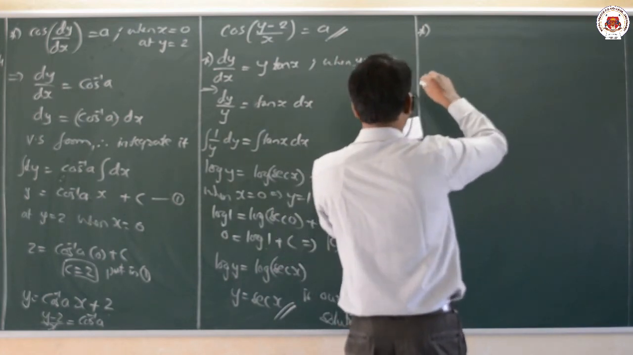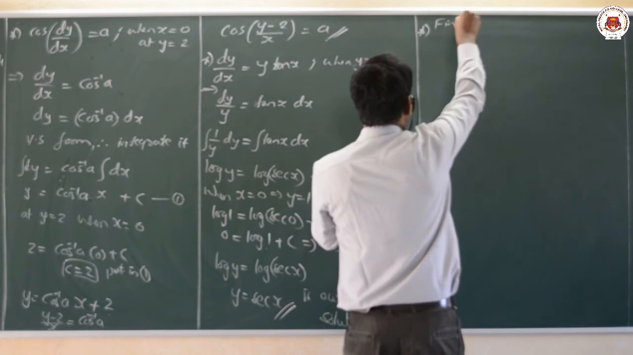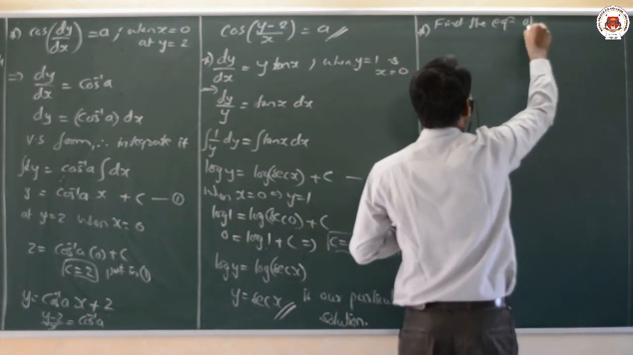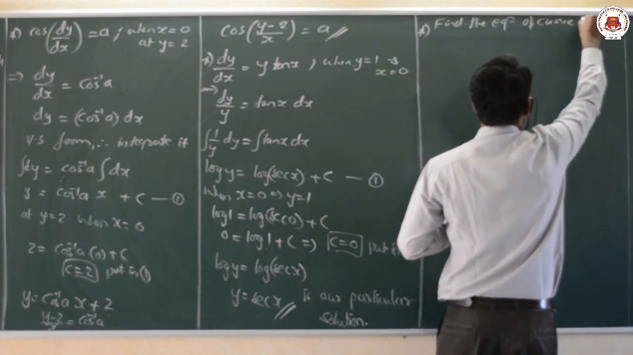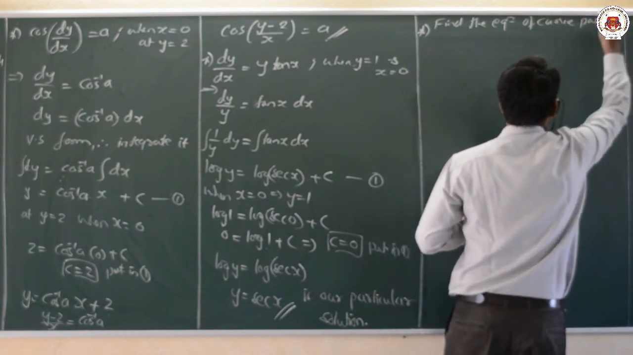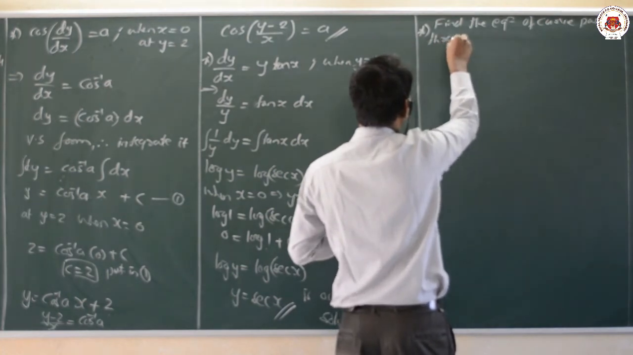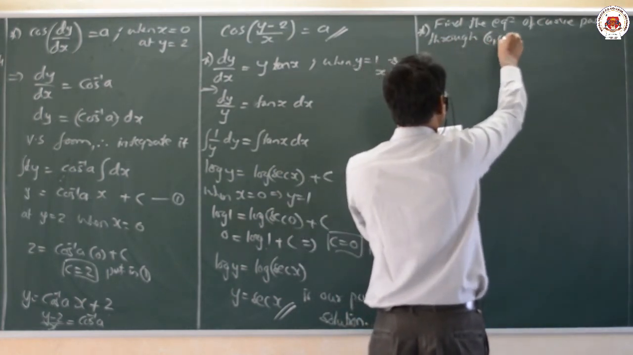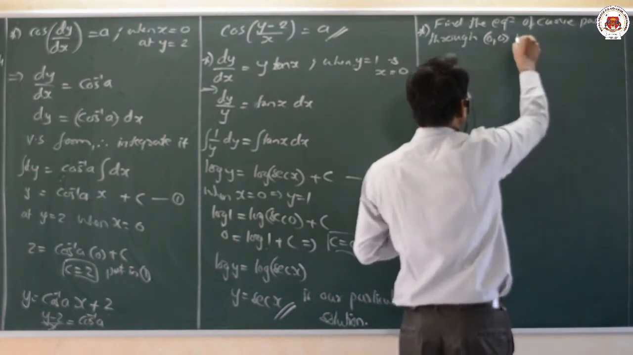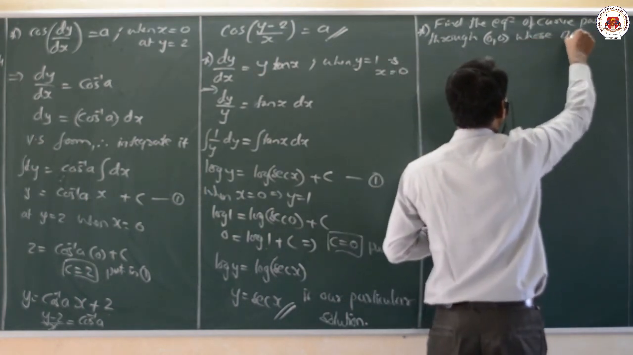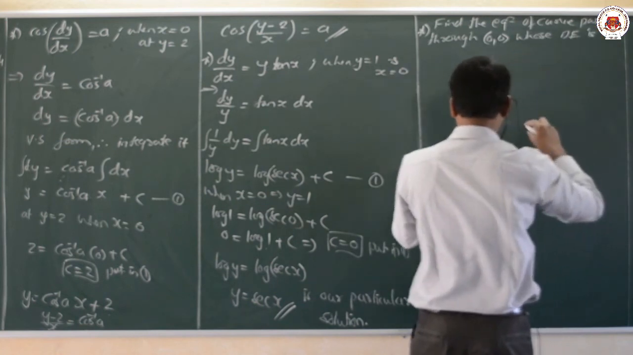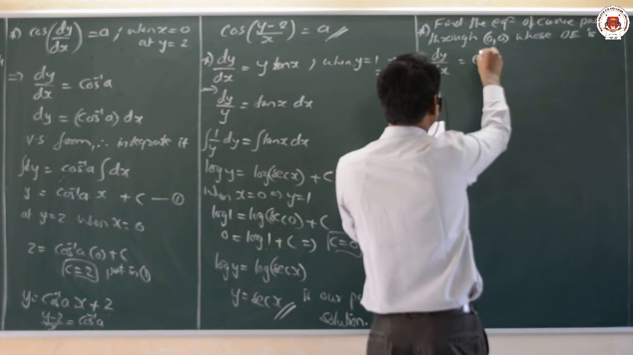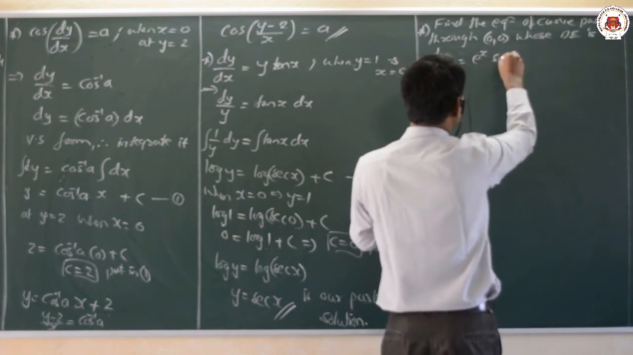Now the next problem is: find the equation of the curve passing through the point 0 comma 0, whose differential equation is dy by dx equal to e raised to x into sin x.